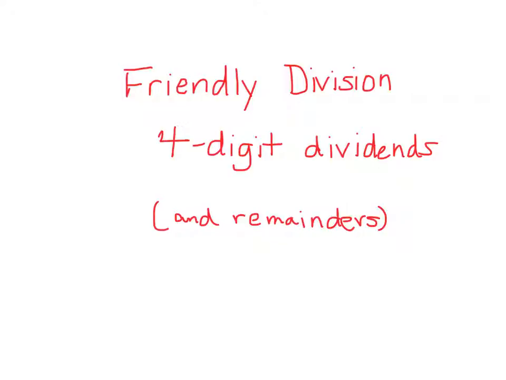So this has been a lesson on using friendly division for 4-digit dividends, and we looked quickly at how to put in a remainder. This is a good step before we get to the traditional long division algorithm.